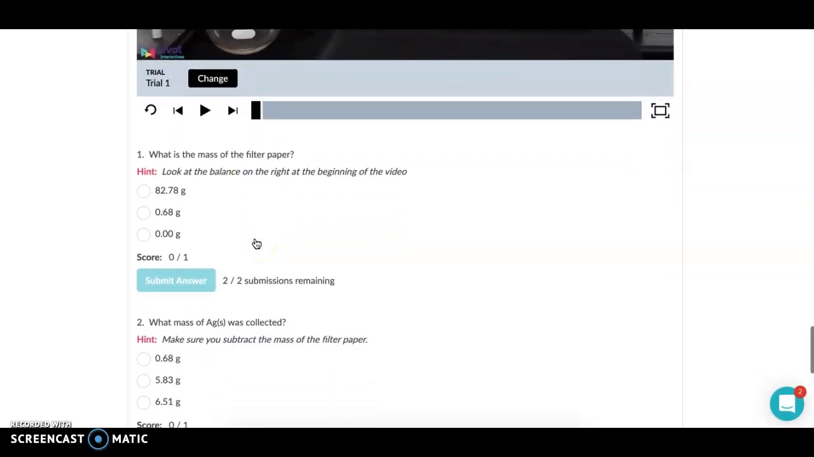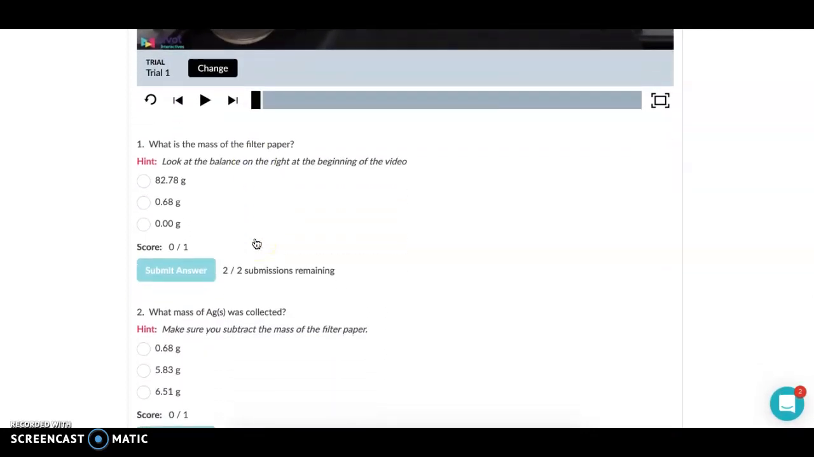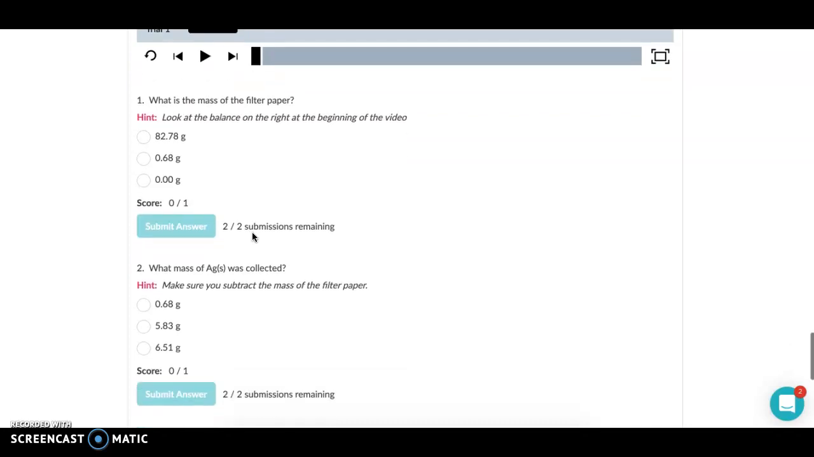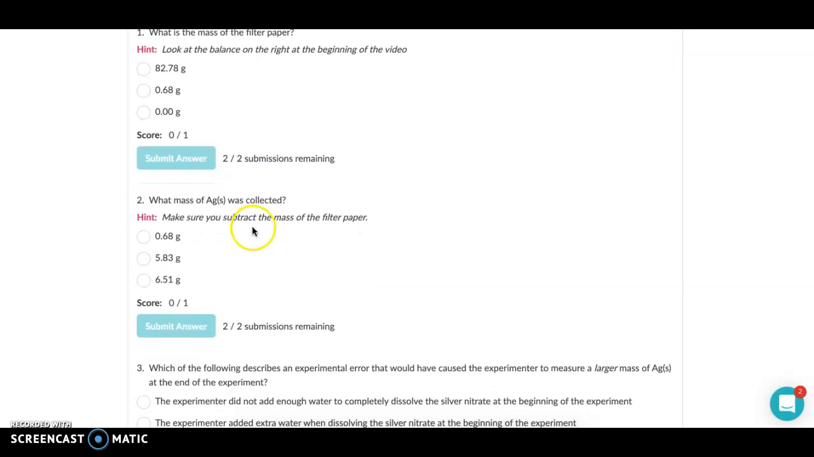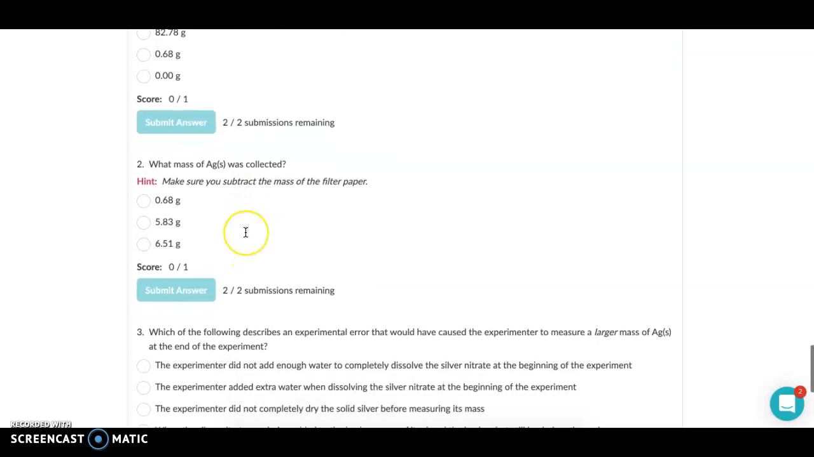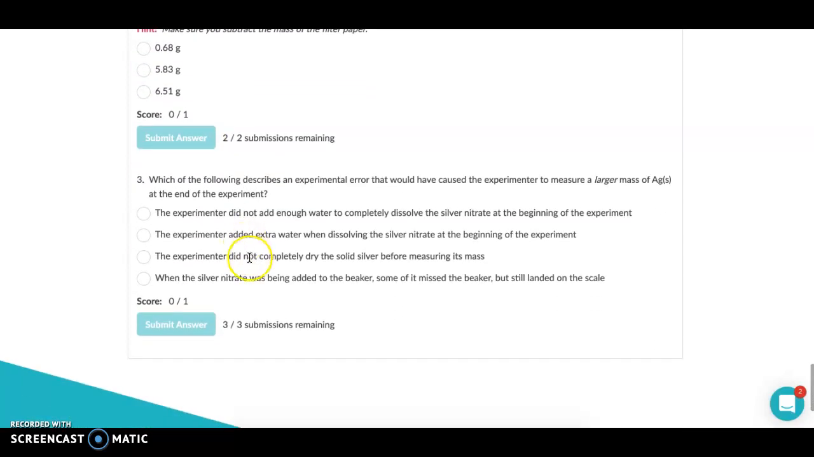The silver will be collected in the filter paper, and so make sure you account for the mass of the filter paper. Watch the video carefully to see the mass of the filter paper at the beginning. And after you subtract the mass of the filter paper, you can determine the mass of the silver that was collected. The last question here, question 3 in part 2, is a supposition.